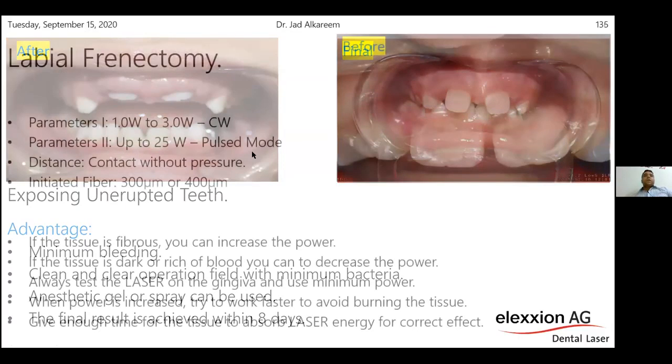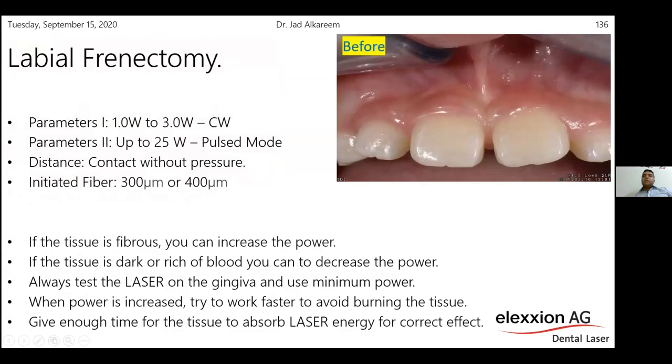Then we will go to another case, labial frenectomy. So this is the picture before the treatment. You can see here the parameters that were used were between 1 watt up to 3 watt continuously. It is similar to exposing the unerupted tooth, so it has the same parameters.